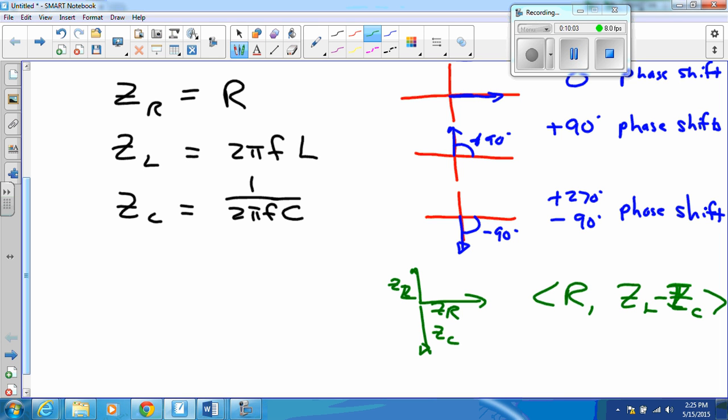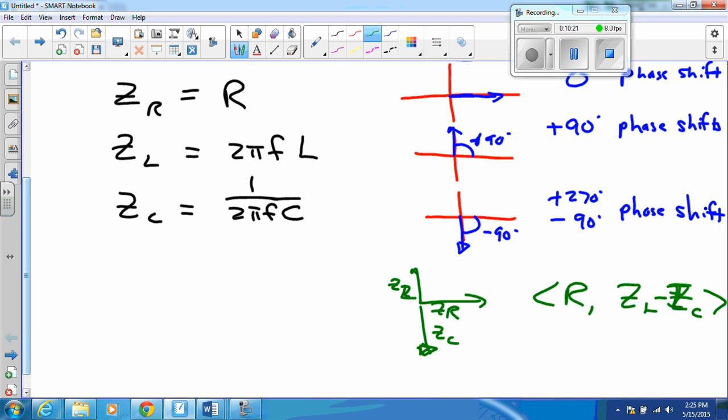Wait, if it's plus 270, then would it add? I mean, would it subtract? Which way is it going? It's going down. All right, so just subtract. Okay. It's going down.